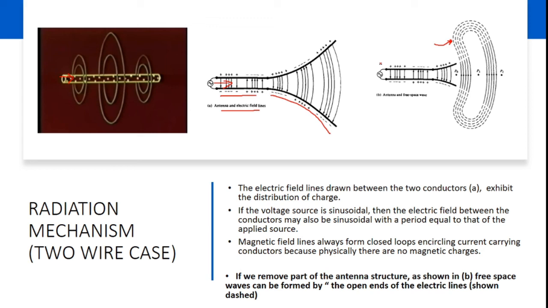What we can do is, if you remove this part of the antenna structure as shown here, if you see the first diagram and the second diagram, we have removed a part of the antenna structure as in the first diagram. When we remove a part of the antenna structure, then we can say that free space waves will be created. This is because of the disturbance that we create in the antenna structure that the free space waves are created, and this starts your radiation mechanism. So this is how we can produce radiations in a two-wire case.